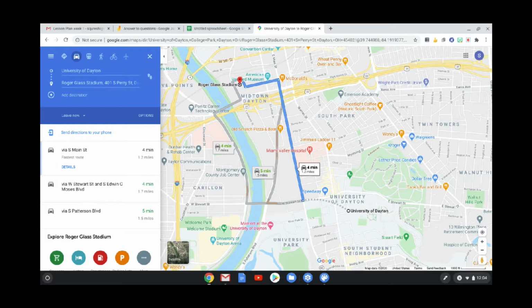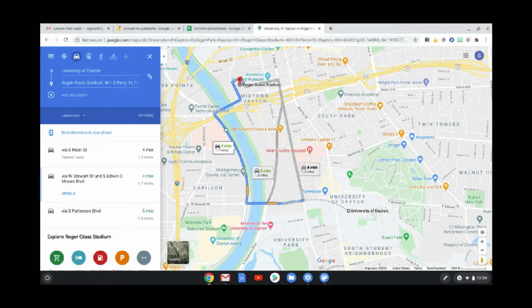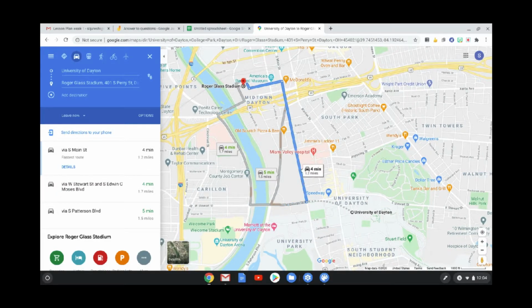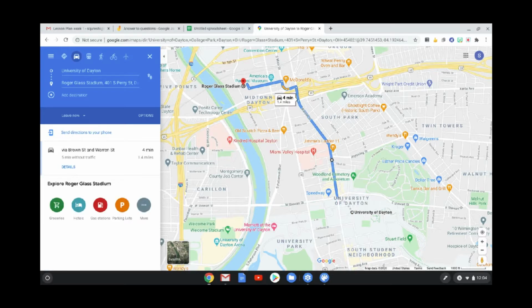So now I can go through this blue highlighted journey, which is 1.2. This one's 1.5. This other one is 1.7 miles. I can also take, let's say, this journey through Brown Street, which is 1.4 miles, or Warren Street. I can also go through this one through State Route 35, and that's 2.7 miles. So there are quite a few journeys that I can do.